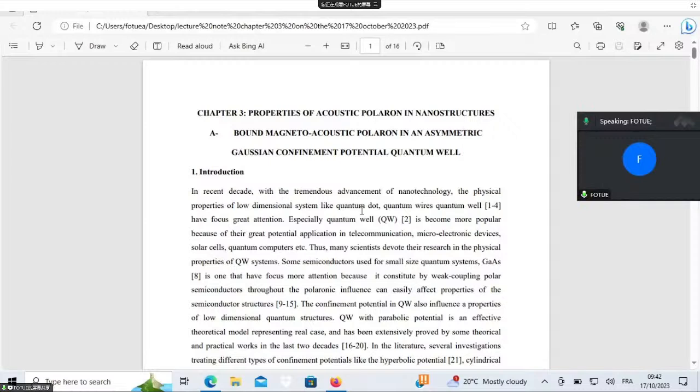So the binding energy will be calculated by taking separately the energy of the electron, the energy of the phonon, and the ground state energy. By taking the difference between the separate electron and phonon energies and the ground state energy, we get the binding energy. And from there, we'll see the effect of the magnetic field, the barrier height, and the range of the asymmetric Gaussian confinement potential quantum well on this parameter called the binding energy.